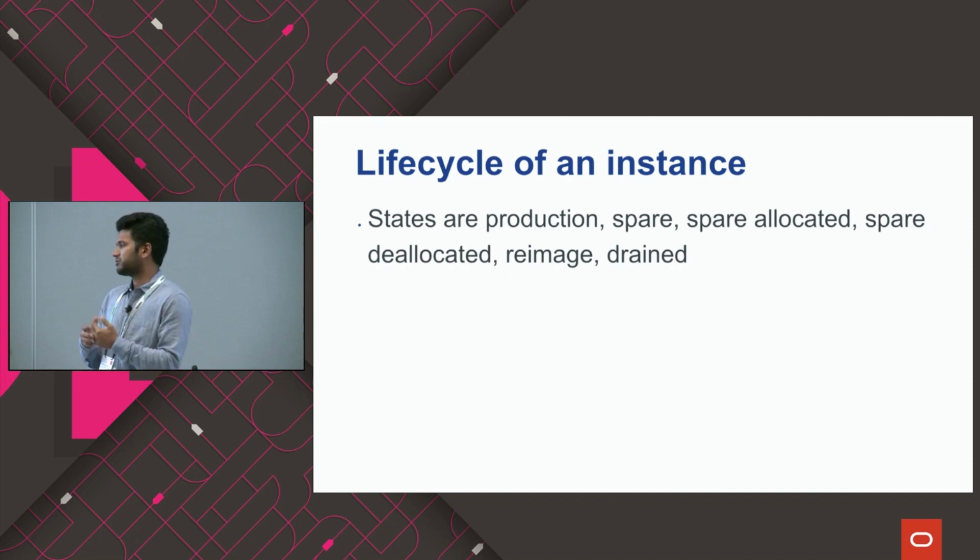As the name indicates, production is active at that point of time, and it is serving some sort of traffic, read or write. A spare is another state where you have instances just lying in the pool and they are ready to be used for replacing an existing production instance. Spare allocated, spare deallocated, reimage are transitionary states where you're actually doing some sort of maintenance operation on the instance. And drained is another state where you want to do some sort of investigation, like why the MySQL process is not behaving the right way, or you want to do some sort of temporary maintenance and you don't want to initiate a copy for an existing instance.